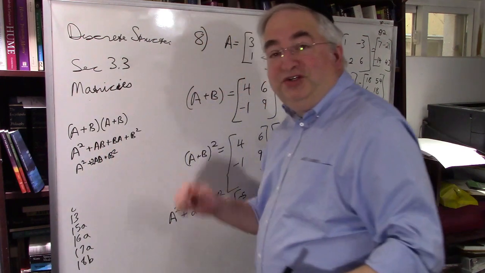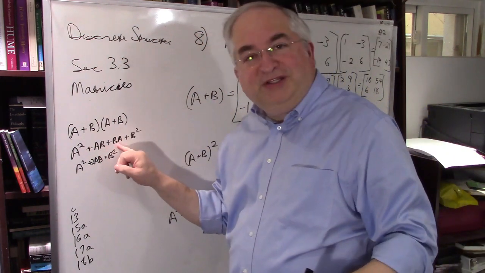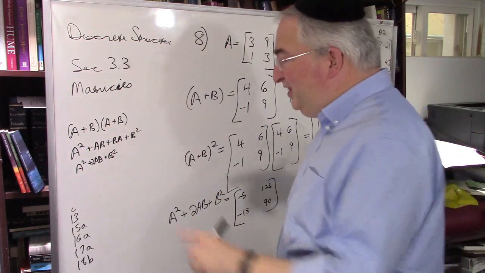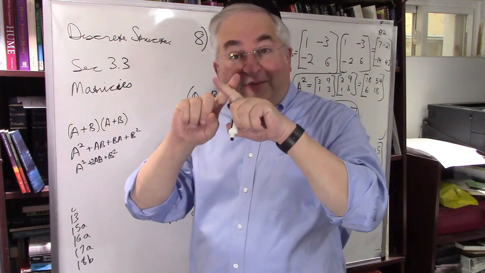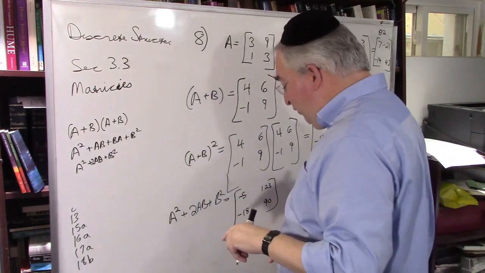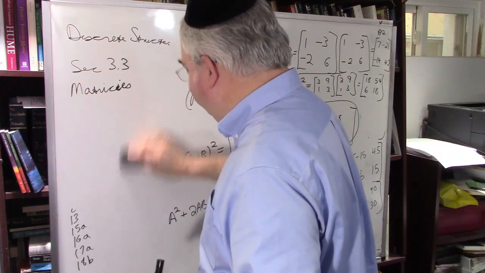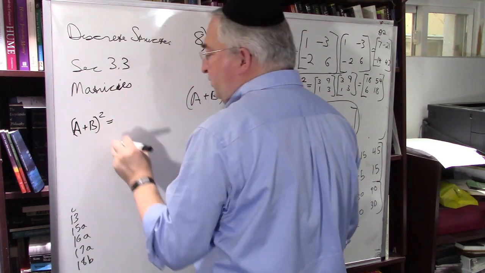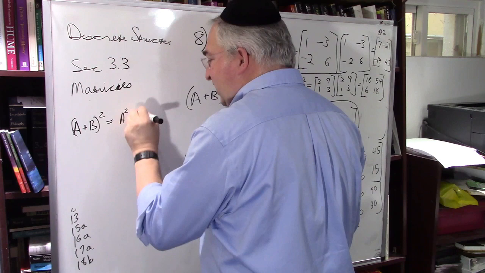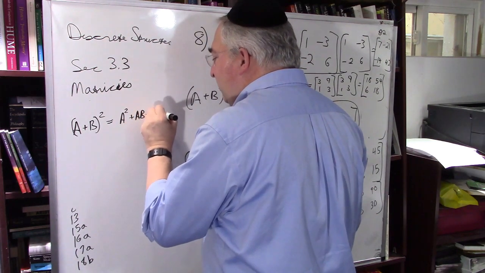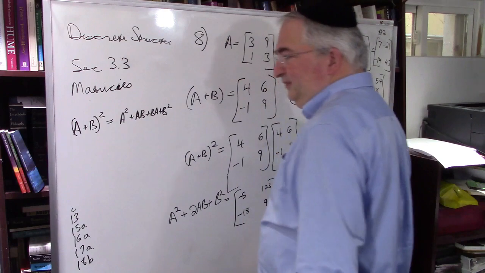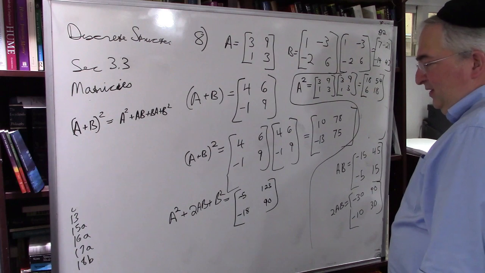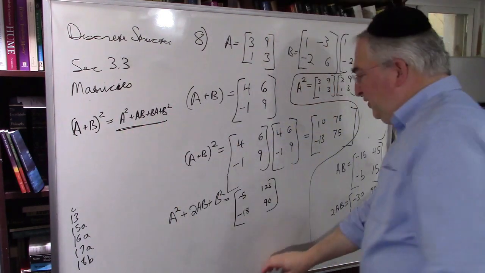Okay, but that's not true here. AB is not necessarily the same thing as BA. With matrices, what I said 5 minutes ago is that it's not commutative. So what we do have is the following rule. A plus B squared is equal to A squared plus AB plus BA plus B squared. Okay? Not equal to this. Okay, and we can actually calculate that. This will take 1 second to calculate it.